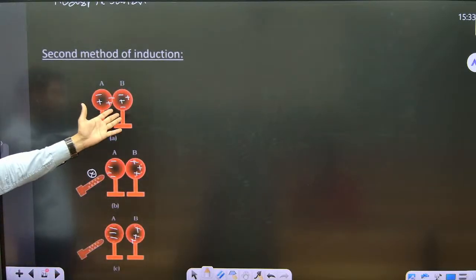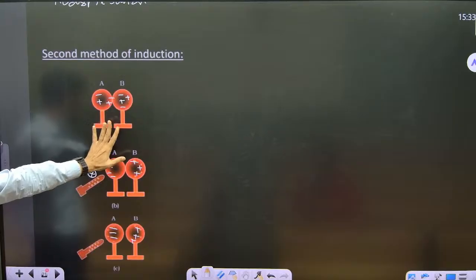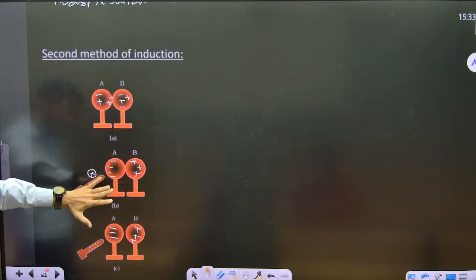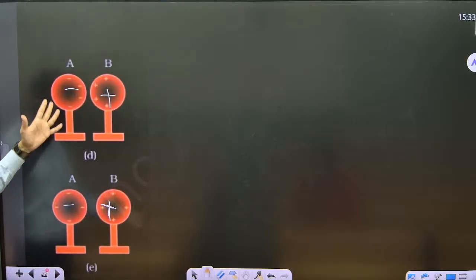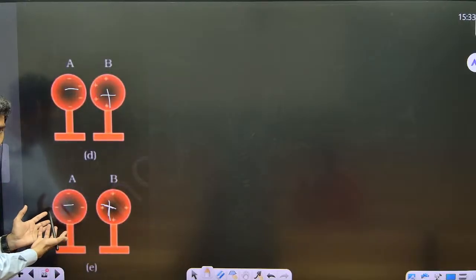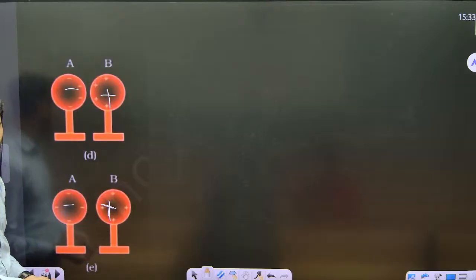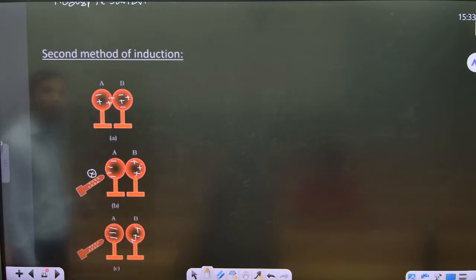I just had two simple neutral spheres, and I just did some process, and I ended up, without touching, getting one sphere having full negative charge, one sphere having full positive charge. Got it? So this is another process of induction. Right? So we can take this down.